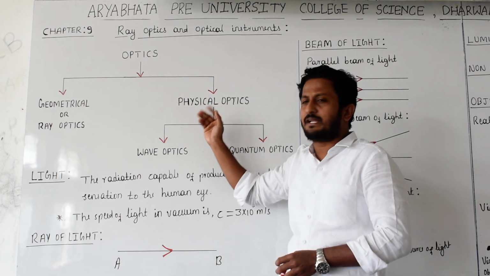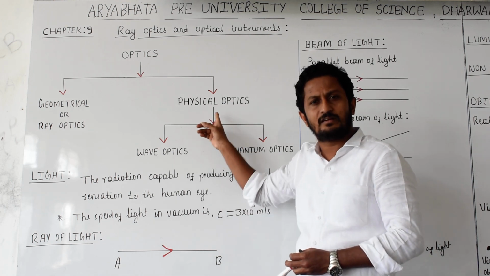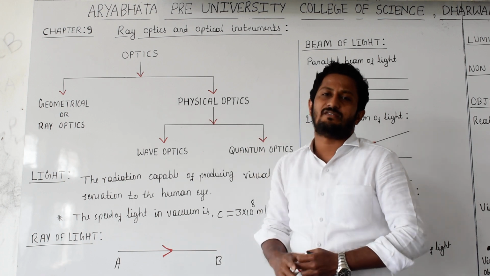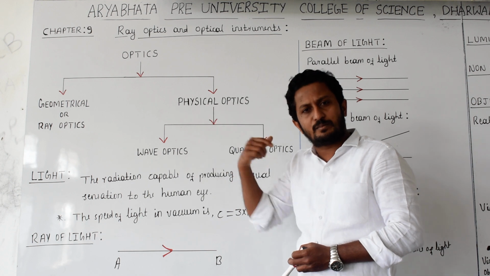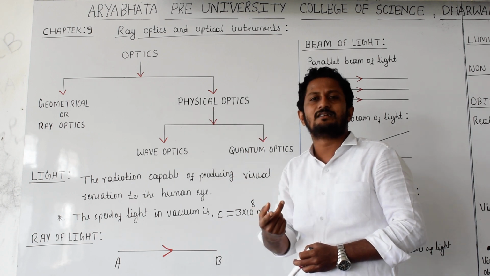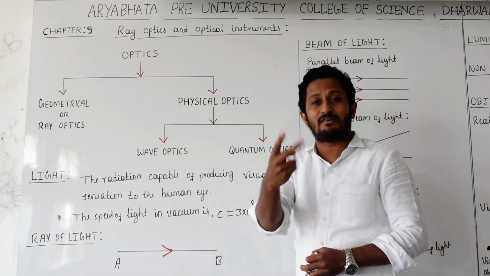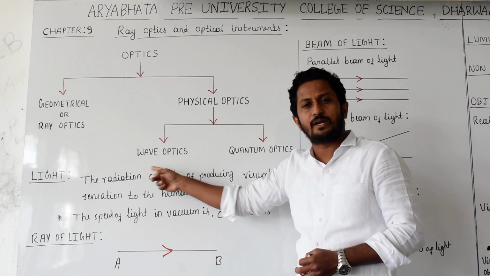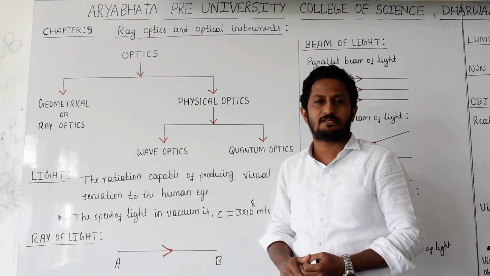And here another branch is called physical optics, the branch in which we are going to study the nature of light. This physical optics branch is again subdivided into two branches: one as wave optics and another one as quantum optics.